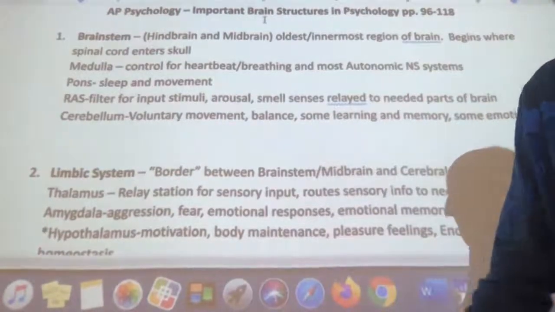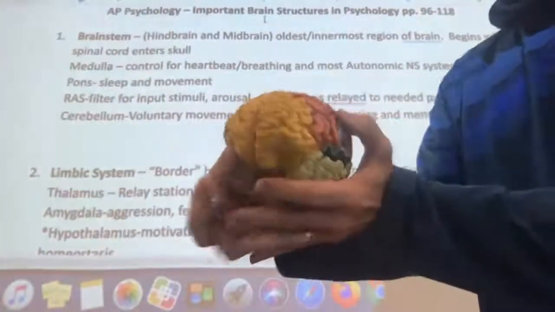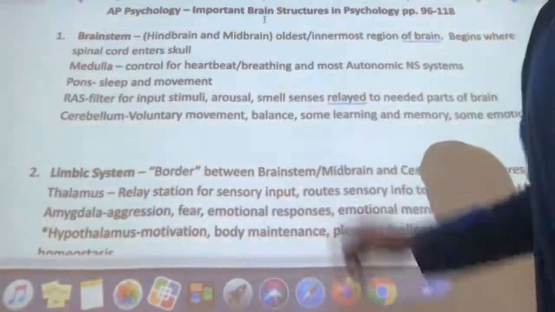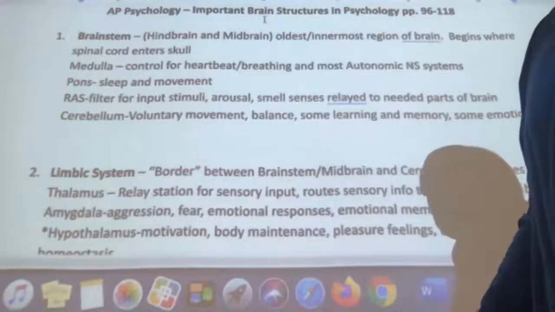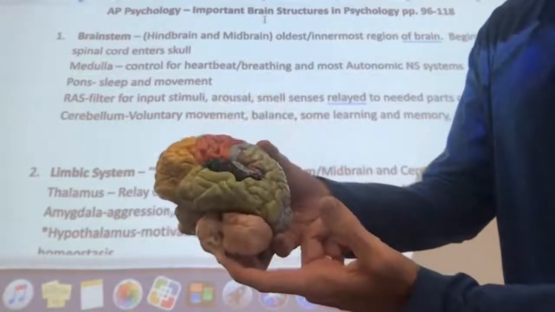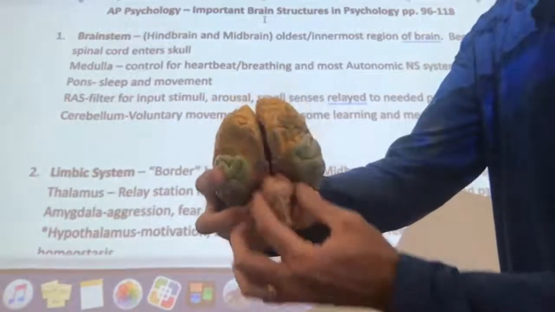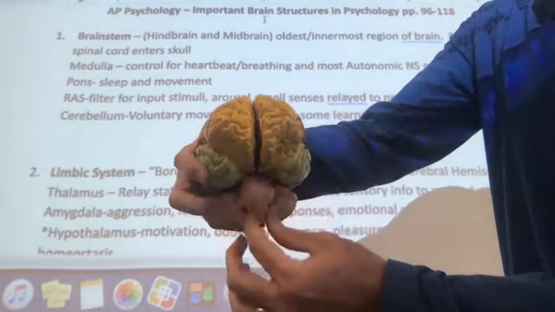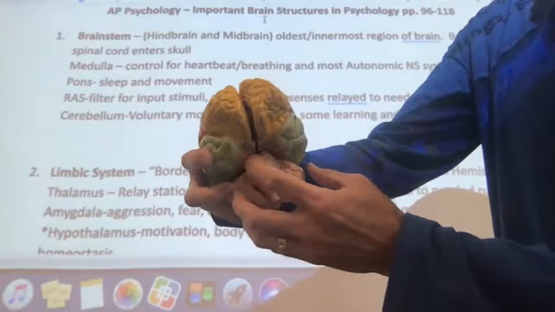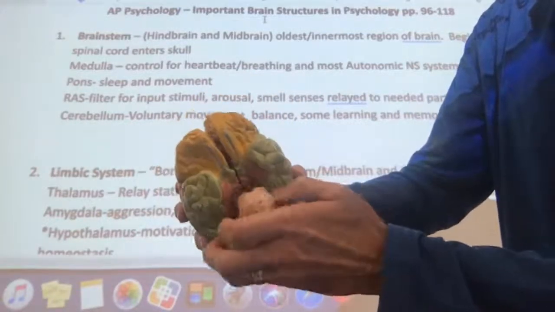Okay, so the first area is called the brainstem, and I will be using my little model brain as we go throughout. The brainstem is the oldest and innermost region of the brain, and it begins where the spinal cord, right here, enters the skull or the base of the brain. So this actually is my brainstem right here, from the side. Basically this is the hindbrain, and then it also includes the midbrain, which is right here.